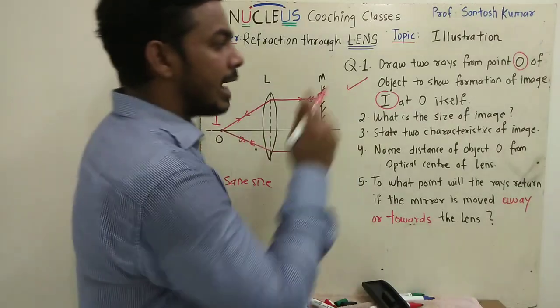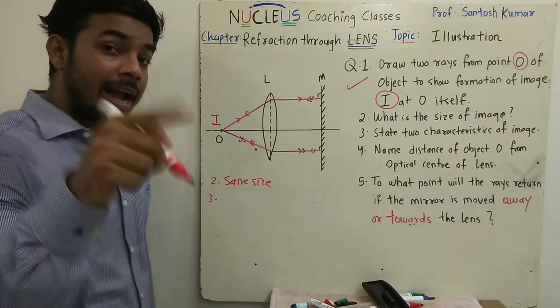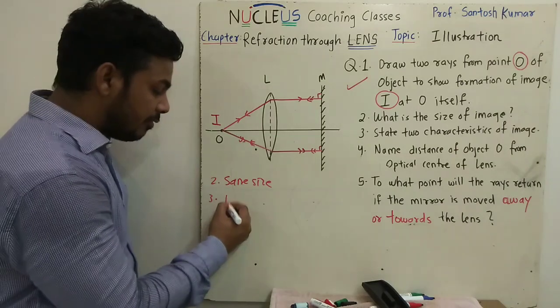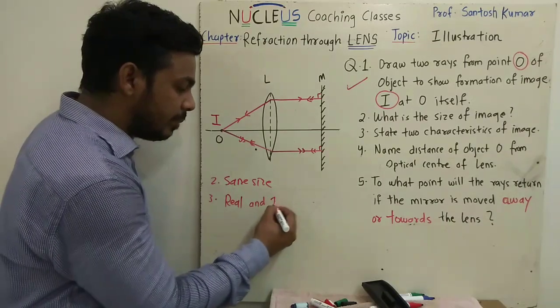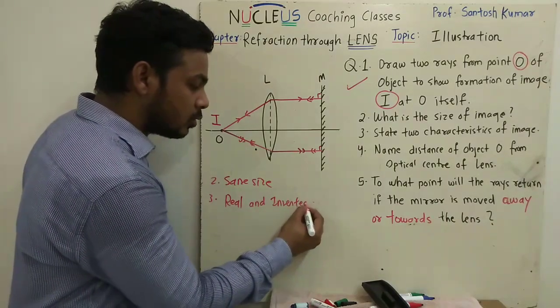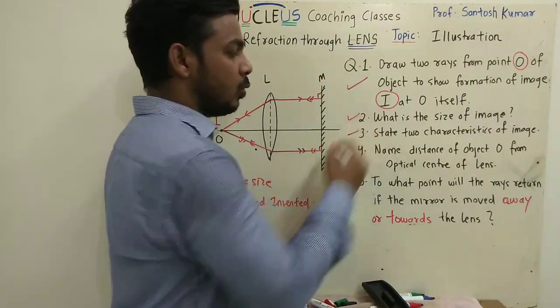It is asked for two characteristics of the image. Now since the image is formed due to actual intersection, definitely the image is a real image, and a real image is always inverted. So these are the two characteristics of the image. So we have completed 2 and 3.